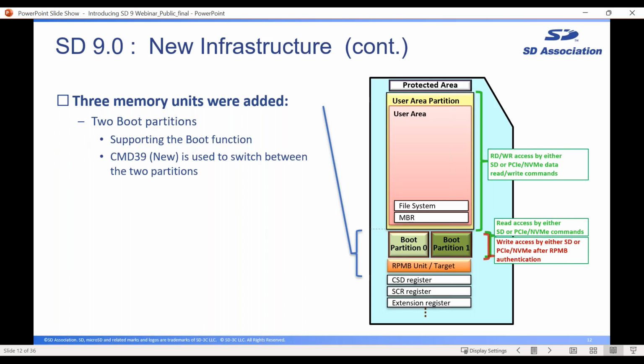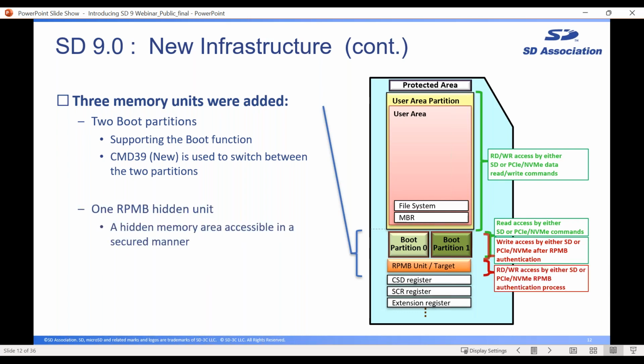As can be seen on the right, the user area partition can be freely accessed by write-read commands, while the boot partition, the selected one, may be freely read. So in order to write to them, an RPMB authentication is required. So this is how you have a secured boot partition.